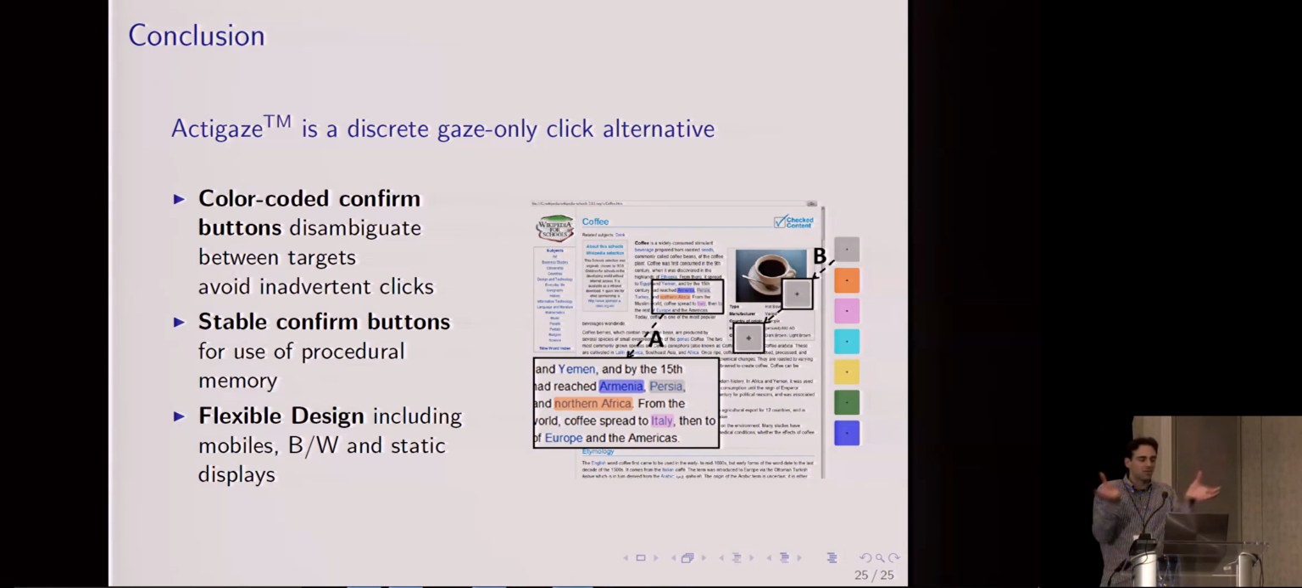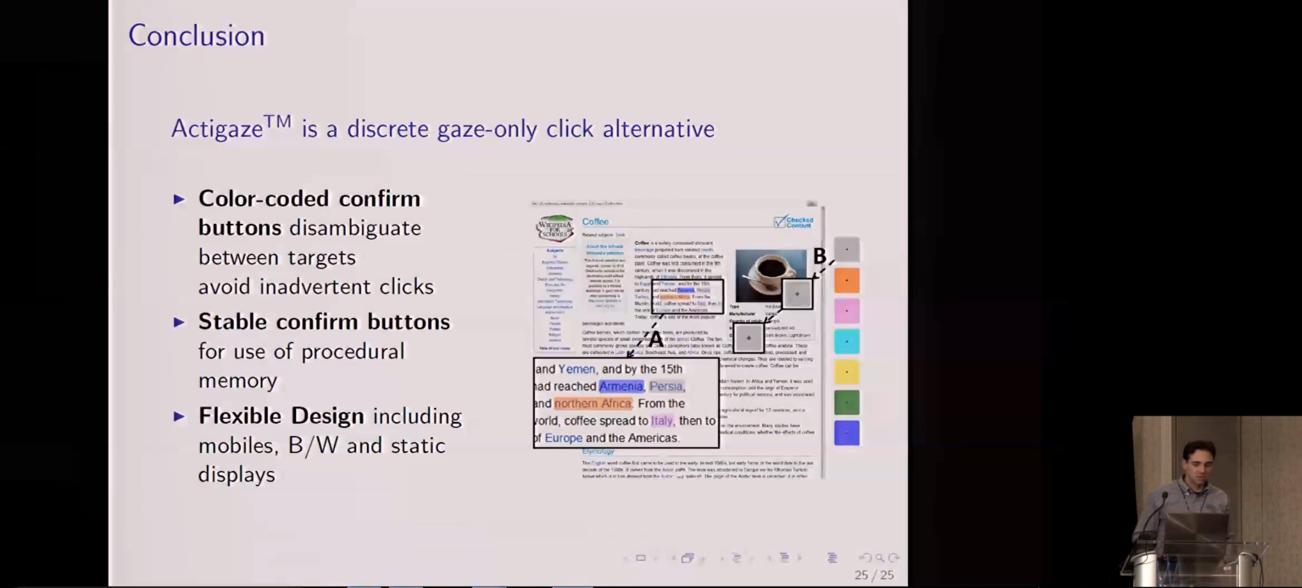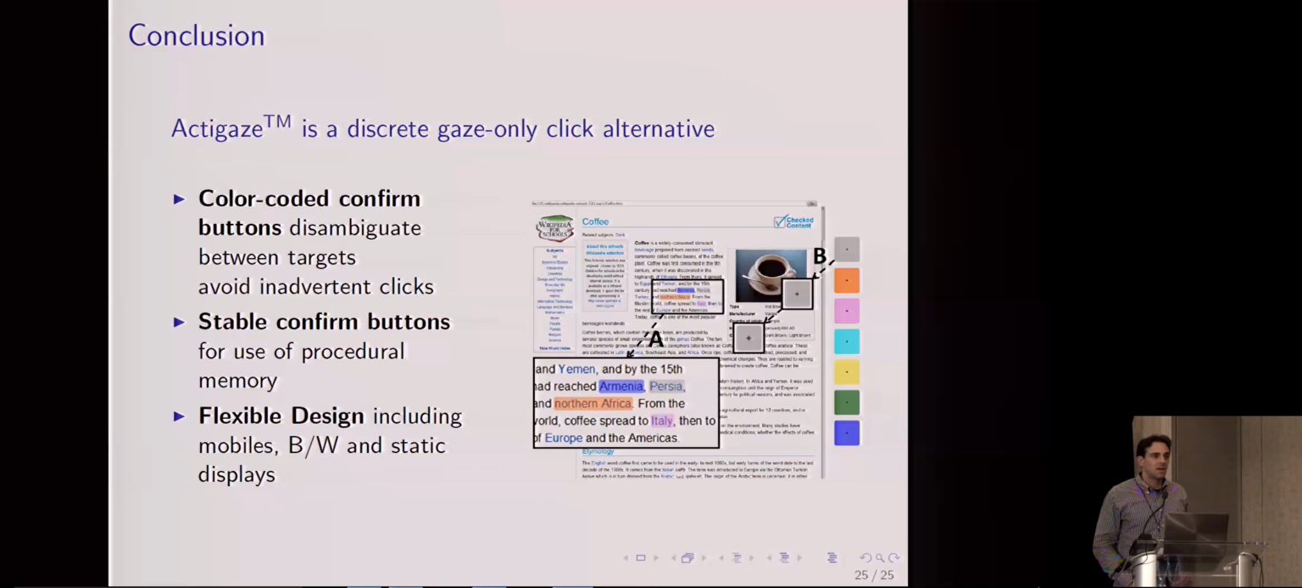We tried some sort of radial menu arrangement, and the users found that very distracting. If the buttons appear close to the gaze position, they basically draw the gaze position away.